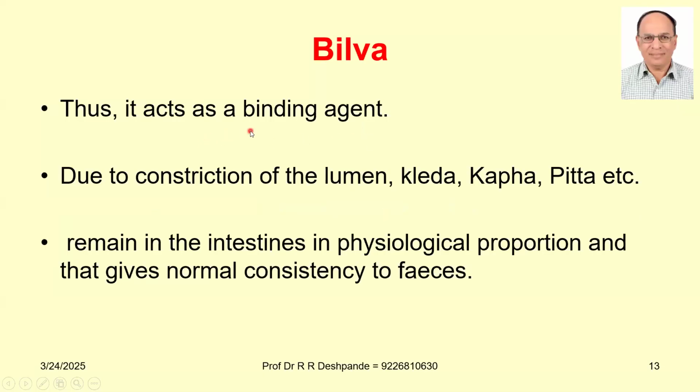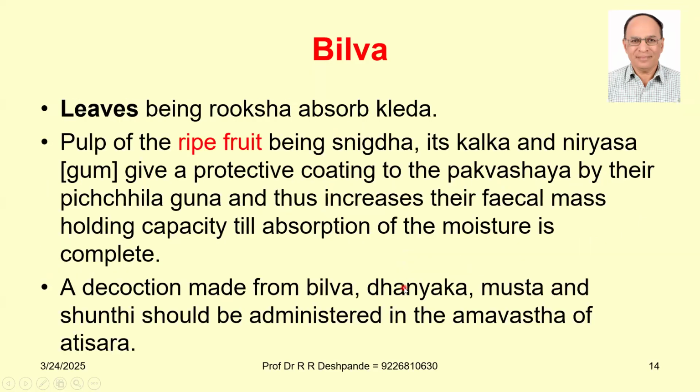Astringent taste, bilva's astringent taste causes contraction of the intestinal lumen. Bilva acts as a binding agent. Due to the constriction of the lumen, kleda, kapha, and pitta, all these are nullified. All vikrita, pathological elements of kleda, kapha, and pitta are nullified by the bilva. Bilva keeps them in the intestine in physiological proportion, and that gives the normal consistency to the fecal matter.